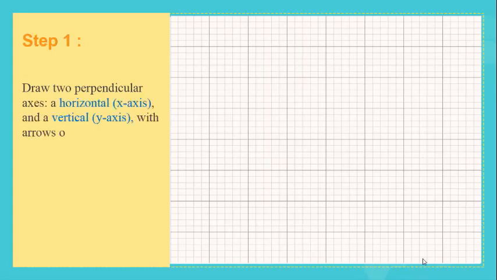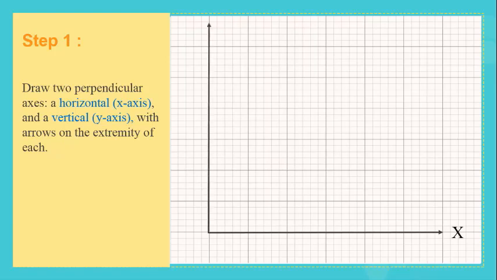Step 1. Draw two perpendicular axes, a horizontal x-axis and a vertical y-axis with arrows on the extremity of each. This is the x-axis or the horizontal line, and this is the vertical axis or the y-axis.